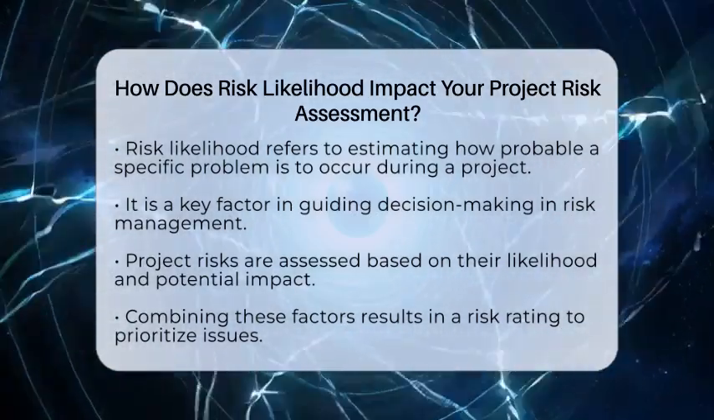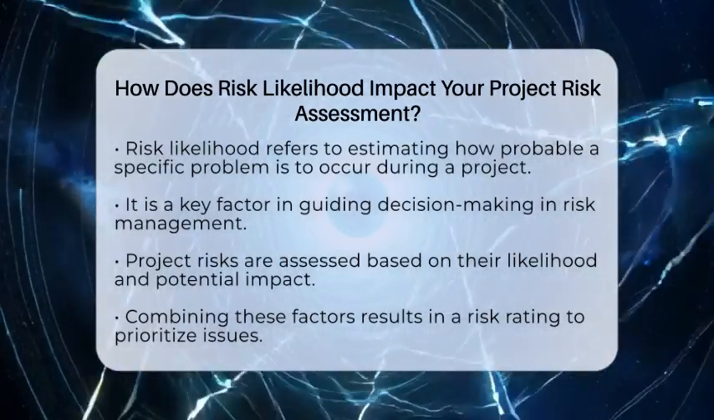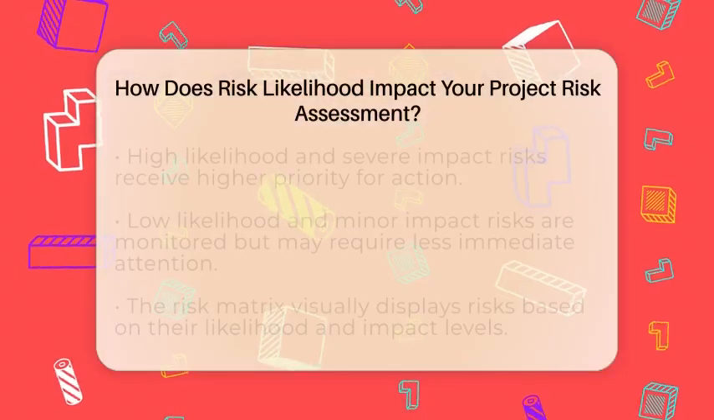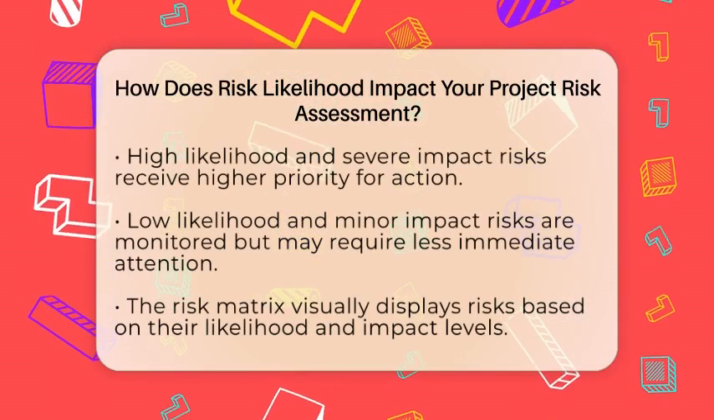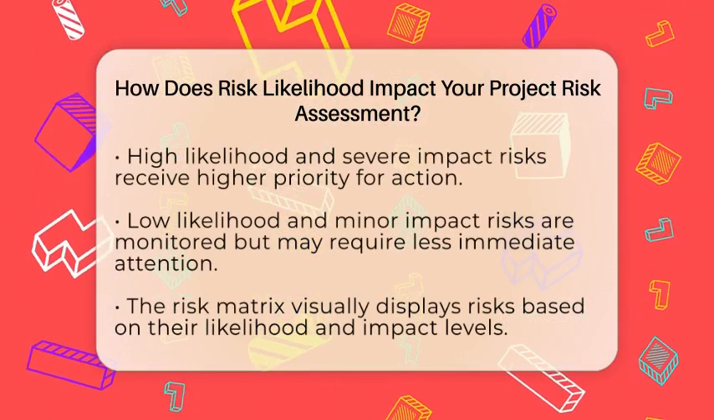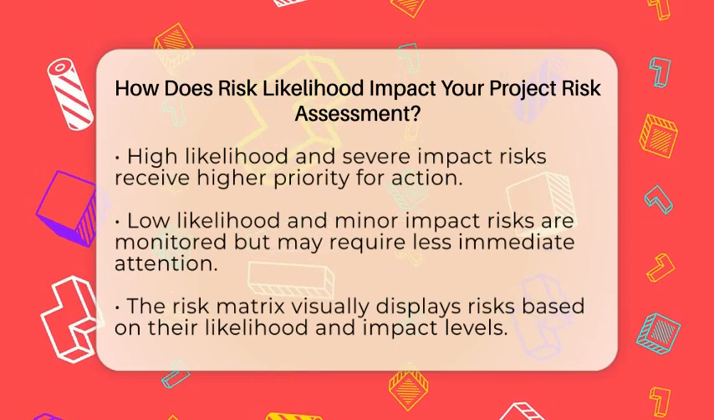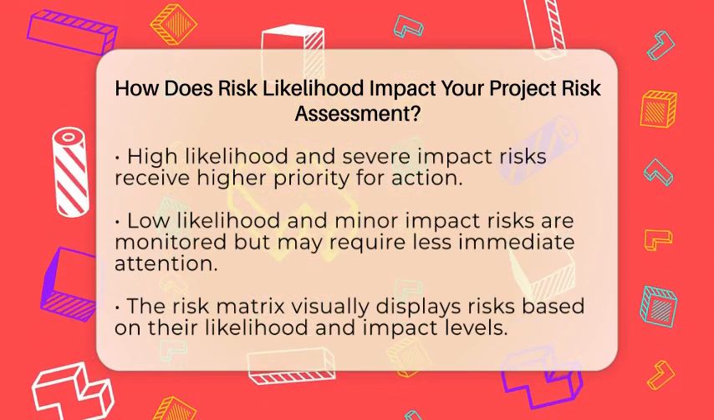When you're planning your project, you look at two main things: how likely a risk is to happen and how serious the consequences would be if it does. These two factors combine to give you a risk rating. Think of it like a score that tells you which risks need your attention first. If a risk has a high chance of happening and could cause big trouble, it gets a high risk rating. That means you should act quickly to prevent or reduce it.